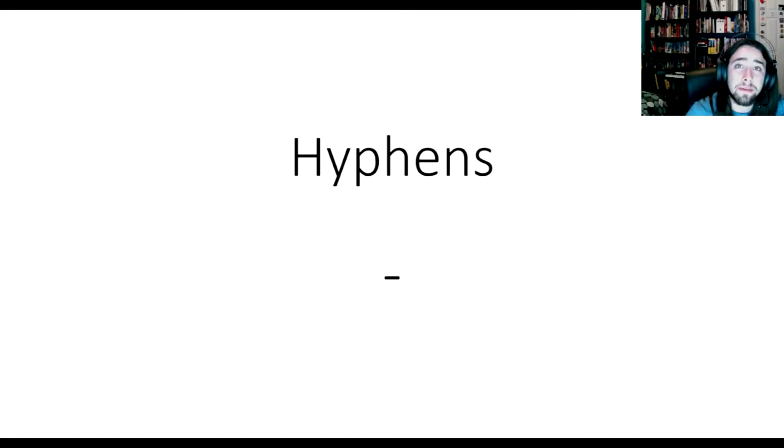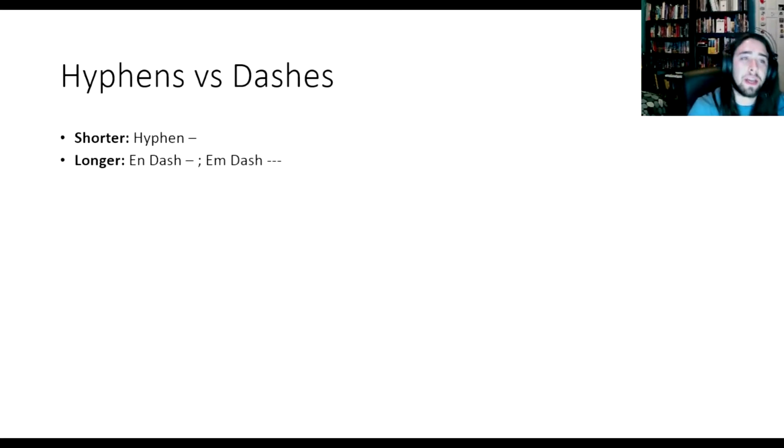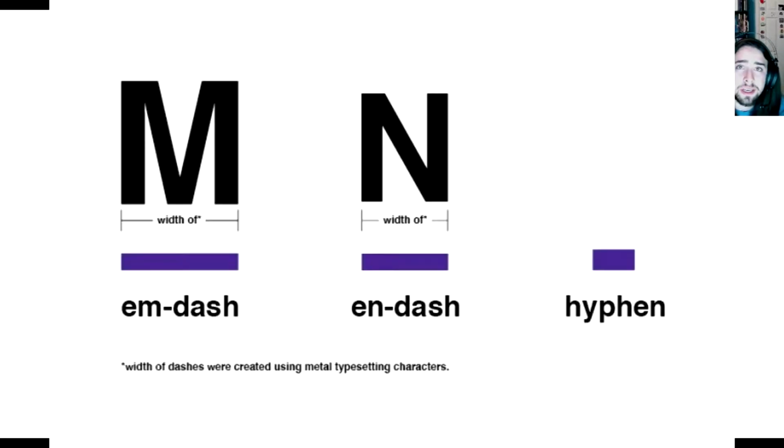Today I'm going to be talking about hyphens. But for context, I'm first going to talk about hyphens versus dashes. Hyphens are shorter than either of the dashes, the two dashes being the N dash and M dash. You can kind of have it as a cheat sheet in your mind that an N dash is the width of a capital N, and an M dash is the width of a capital M. So an M dash is longer than an N dash, and an N dash is longer than a hyphen.